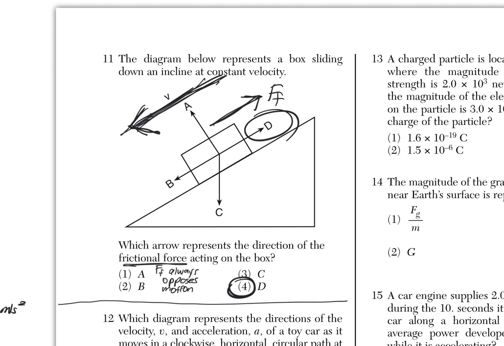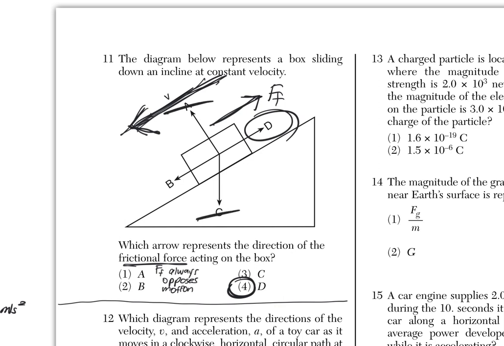Now, keep in mind, the friction is not always up the ramp. If you were pushing something up the ramp and the box were moving up the ramp, then the friction would be B, down the ramp. But in this case, the box is sliding down the ramp, friction opposes motion, and will point upwards. Also, friction is always parallel to the surface, so it would definitely not be A or C.